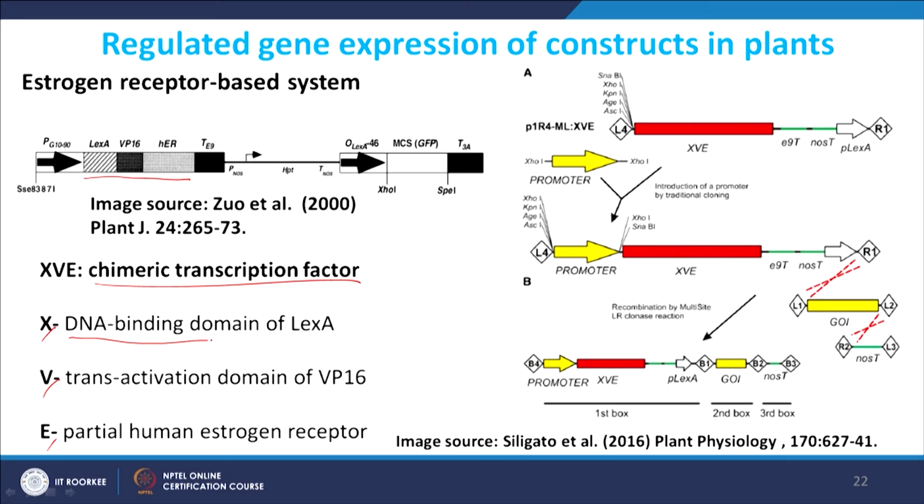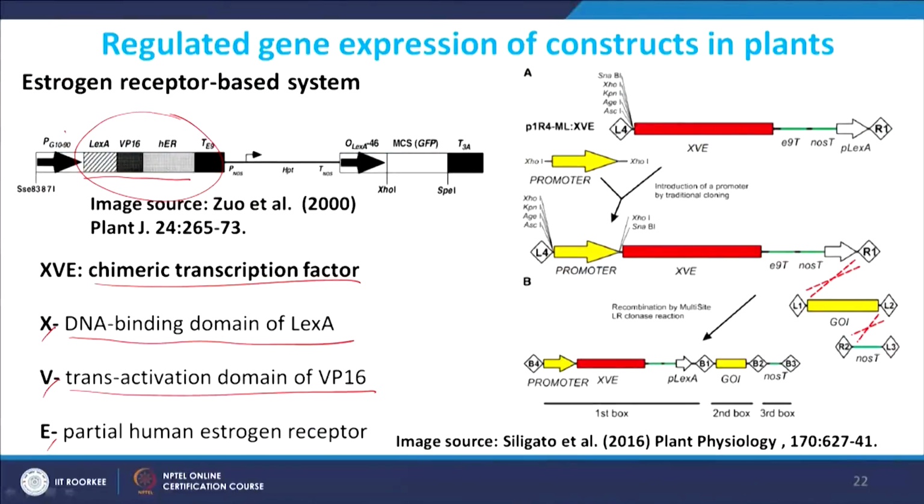X is the DNA binding domain of the LexA protein, LexA is from bacteria, and then V is the transactivation domain of the VP16 protein which is from a virus, and then E is the human estrogen receptor. And when you combine this, you have a kind of fusion protein, which is an artificial transcription factor that has a DNA binding domain and transactivation domain, but at the same time it is also fused with the delta GR. So, you can regulate its translocation from cytoplasm to the nucleus.